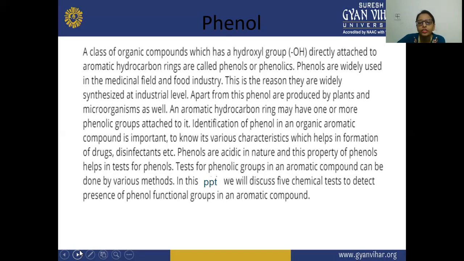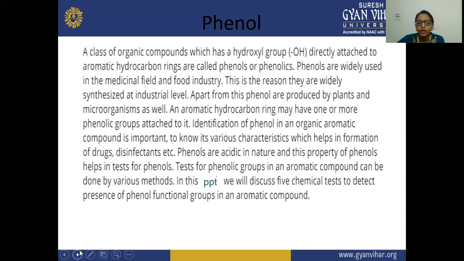So the identification of the phenol in this organic aromatic compound is important, because we want to know what its characteristics are and how it can help in the formation of drugs, disinfectants, and many other things also. Phenols are acidic in nature.